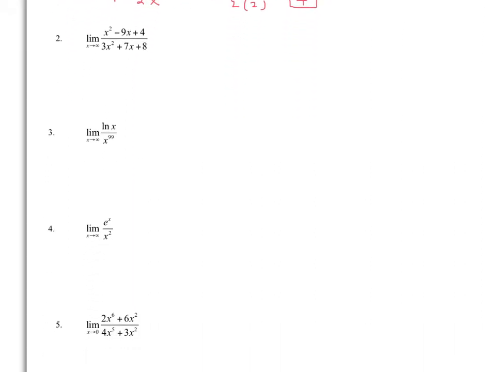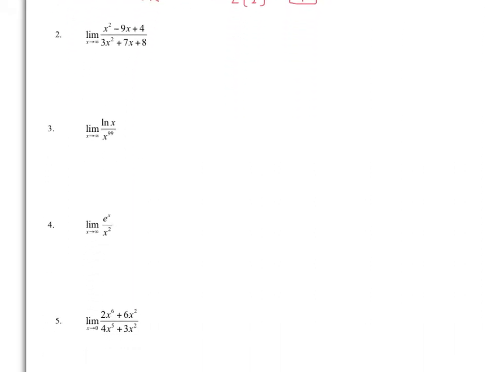Okay, let's take another example. In this case, we have the limit as x approaches infinity. If you were to plug in very large values for x in the numerator, you'd get infinity, and the same thing in the denominator. So infinity over infinity is another indeterminate form.